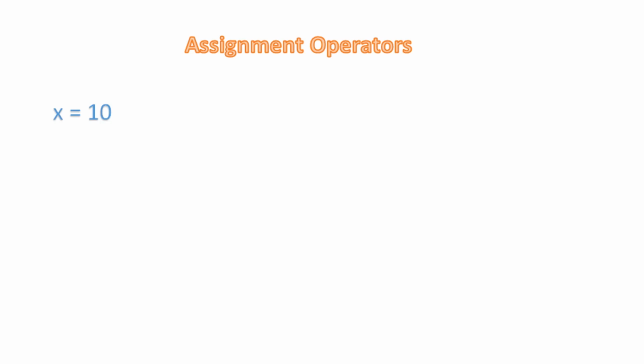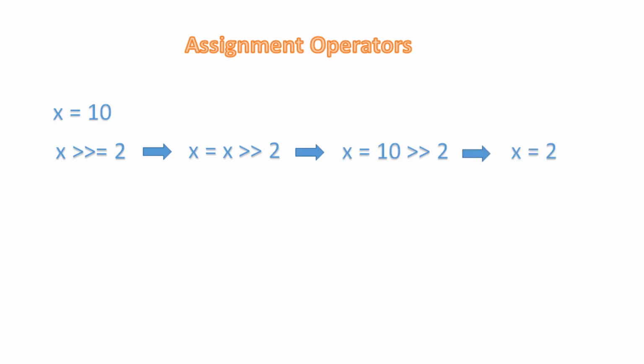Let's assign x is equal to 10. x >>= 2. We can write it as x is equal to x right shift 2. So 10 right shift 2 is equal to 2. Now 2 is reassigned to x.